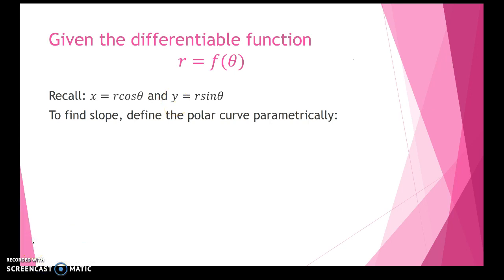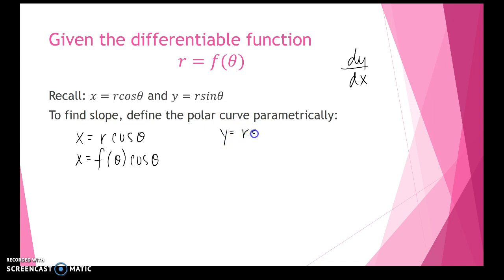So if we think about the slope in polar, if we want dy/dx, then we're going to define this polar curve parametrically. So x equals r cosine theta. What's r equal to? r is our given function, so f of theta times the cosine of theta. y is equal to r sine theta, so replacing r with our given function, f of theta times the sine of theta.